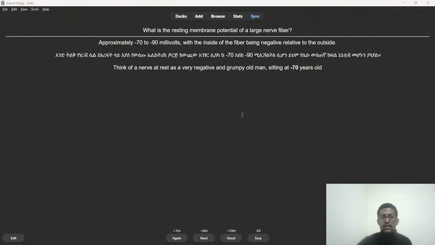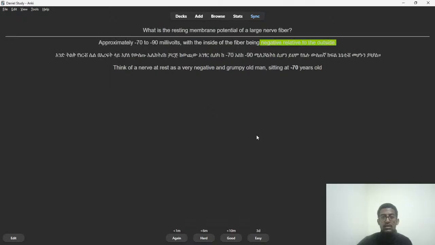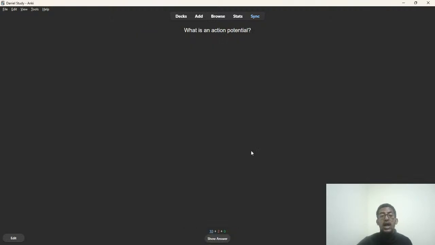This is the membrane potential, not the action potential. Action potential is different. Think of a nerve at rest as a very negative, grumpy old man sitting at negative 70 years old. What is action potential?